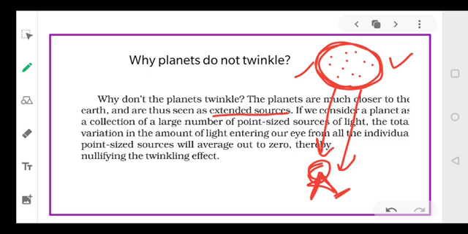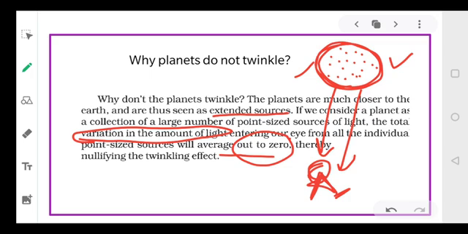is nearly the same. Although all these phenomena are occurring, our position is not fixed, the planet's position is also changing, physical conditions are also changing, but because they are bigger in size, the amount of light that reaches us every time is nearly the same. So we can say the total variation in the amount of light is nearly zero.